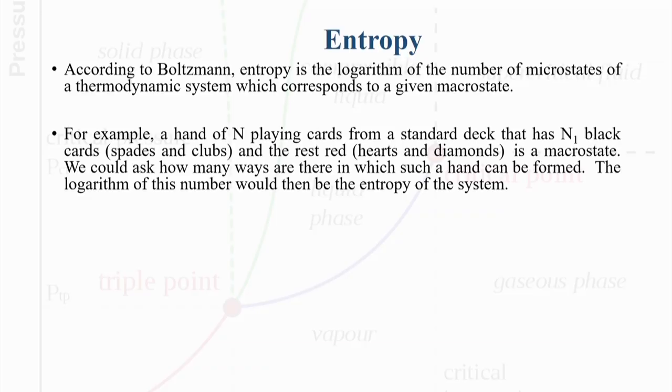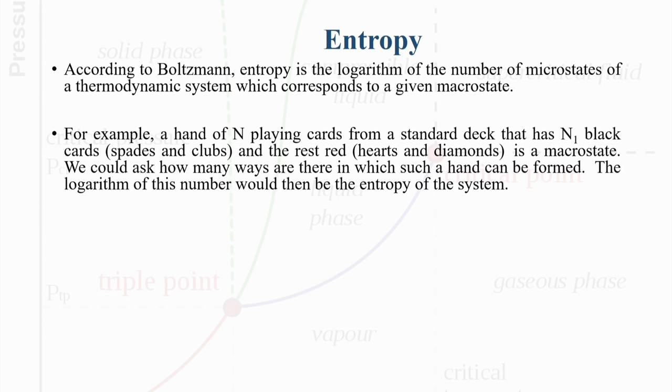Let me give you a concrete example from everyday experience. It is not related to physics per se, but it also applies to everyday mundane examples like the one I am going to give you right now. For example, we could think of a hand of n playing cards. Imagine you have a standard deck of playing cards on your desk, and you select n playing cards, and from those n cards you also know that you have selected n1 black cards, which is basically spades and clubs, and the remaining n minus n1 are clearly the red playing cards. In a standard deck you only have either red cards or black cards. So, you either have spades and clubs or hearts and diamonds. So, imagine that you have n1 black cards and n minus n1 red cards. Now, these two numbers, n and n1, are examples of macrostates. These are two parameters that describe the macrostate of the system.